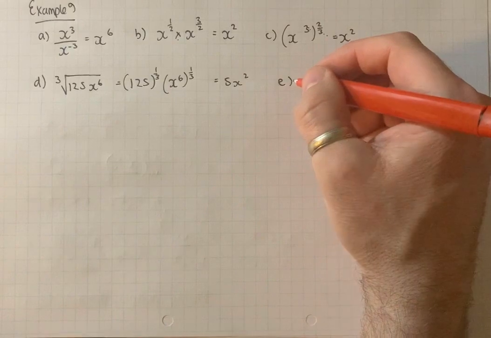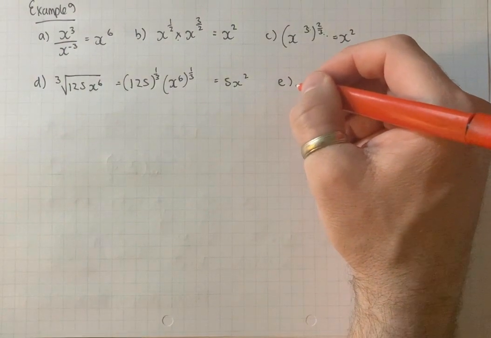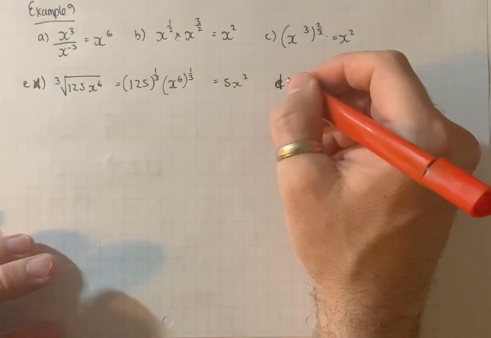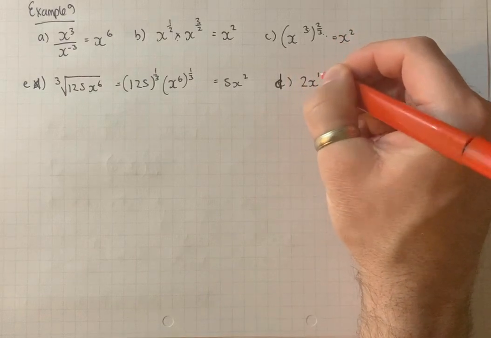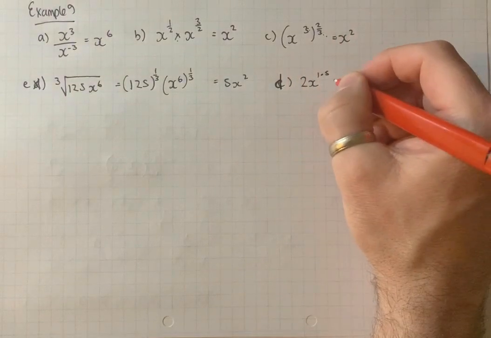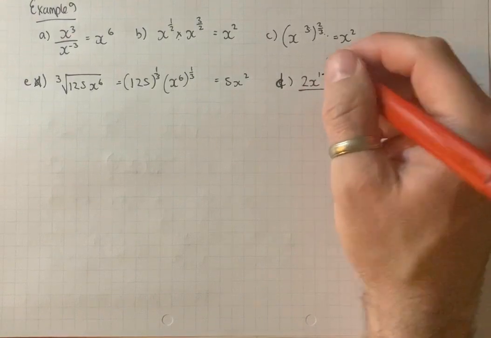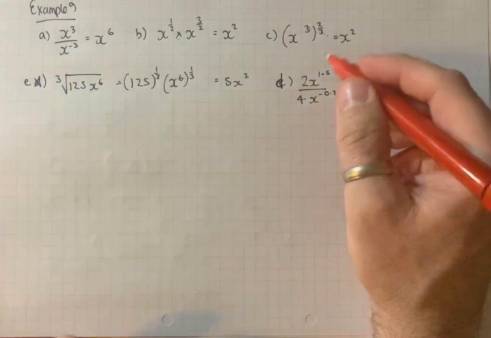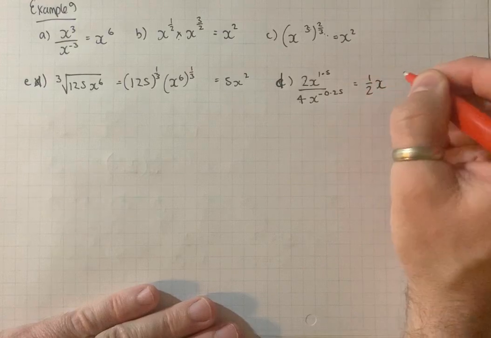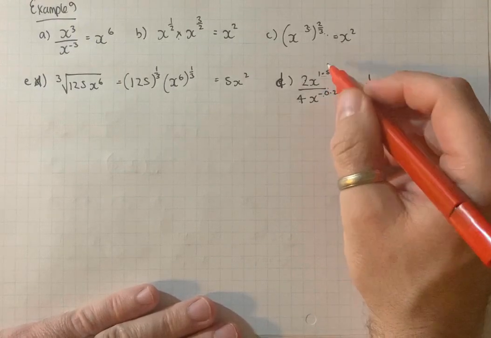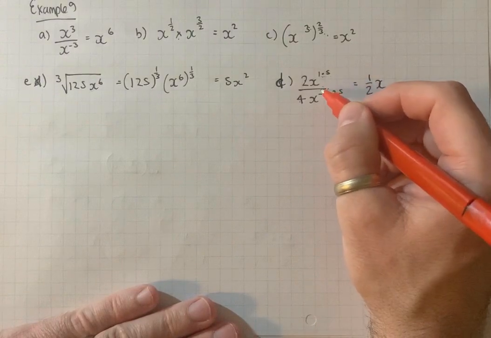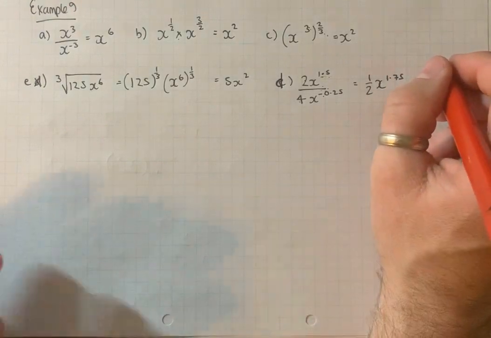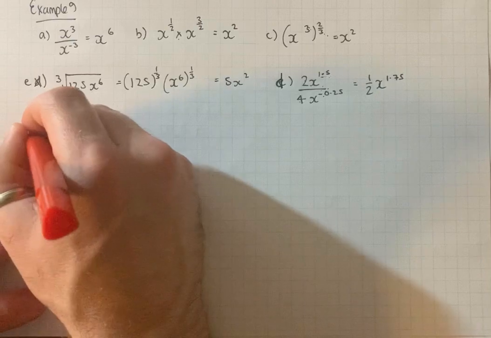No, that was E. I missed D. Let's do D now. We've got 2x to the 1.5 divided by, well, it's shown as a divide by symbol, but I'll do it underneath, 4x to the minus 0.25. Well, firstly, 2 divided by 4 is a half. And then 1.5 minus, because we divide, we take the powers away. 1.5 minus minus 0.25 becomes plus. 1.5 plus 0.25 is 1.75. Not sure why that one uses decimals. Normally leave them as fractions.